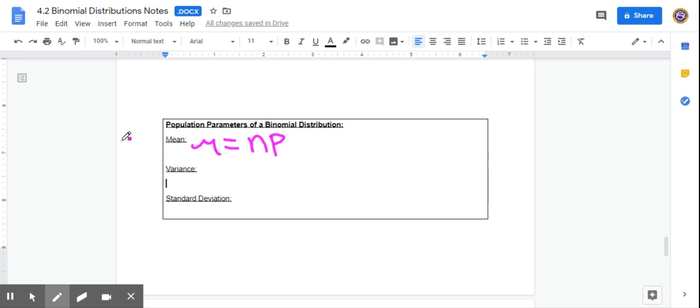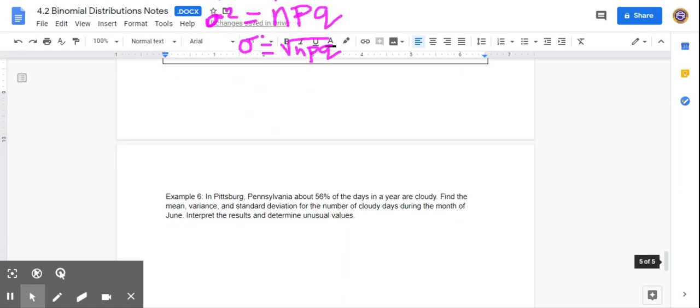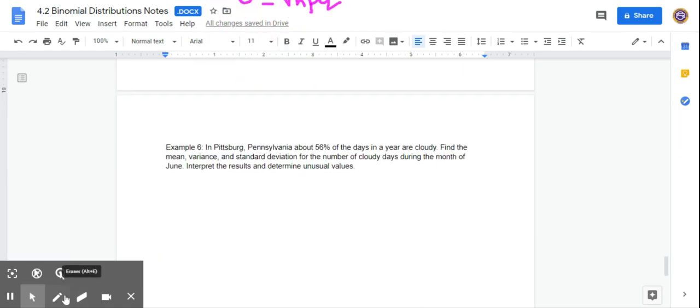Your variance, so we use this symbol, it's like an O with a little line squared, equals n times p times q. So n is the number of trials, p is the probability, q is 1 minus p. And then standard deviation, so that's just the O with the little square root, is the square root of n times p times q.